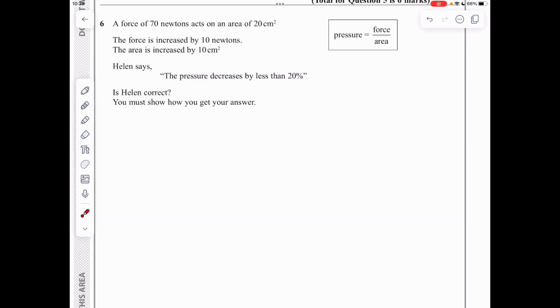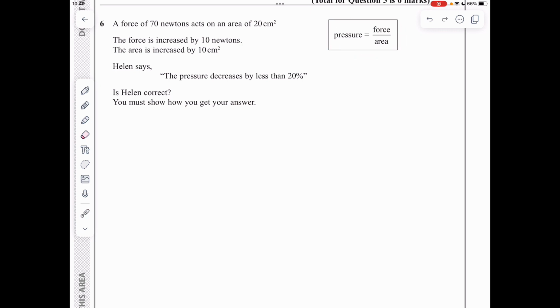In question 6, we've got a force of 70 newtons acting on an area of 20 square centimeters. We increase the force by 10 newtons and increase the area by 10 square centimeters, and Helen claims that the pressure has decreased by less than 20%. We need to assess whether Helen is correct or wrong, and we must show how we got our answer. So we do have the formula here. Pressure is force over area.